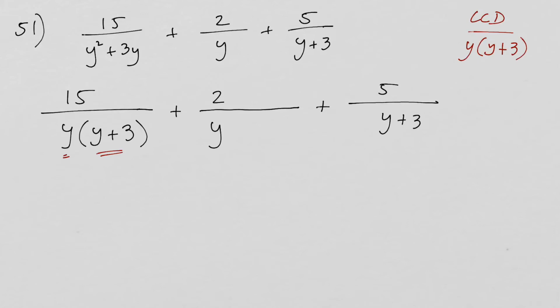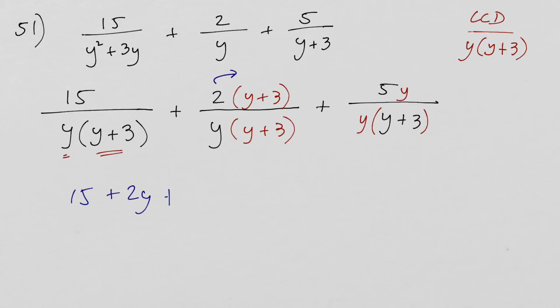Okay, the first fraction I'm going to leave alone. I already have that denominator. The second one, I'm going to multiply by y plus 3. So I have to do that in the numerator as well. The third one, I have to multiply by y. So I have to do that in the numerator as well. So I'm going to end up with 15. Now I'll distribute this. So I have plus 2y plus 6 plus 5y over that denominator.